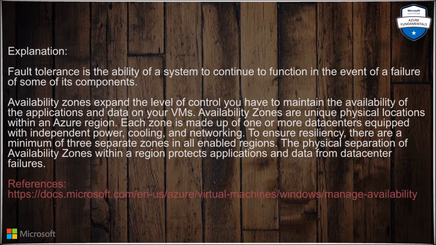Explanation. Fault tolerance is the ability of a system to continue to function in the event of a failure of some of its components. Availability zones expand the level of control you have to maintain the availability of the applications and data on your VMs. Availability zones are unique physical locations within an Azure region. Each zone is made up of one or more data centers equipped with independent power, cooling, and networking. To ensure resiliency, there are a minimum of 3 separate zones in all enabled regions. The physical separation of availability zones within a region protects applications and data from data center failures.